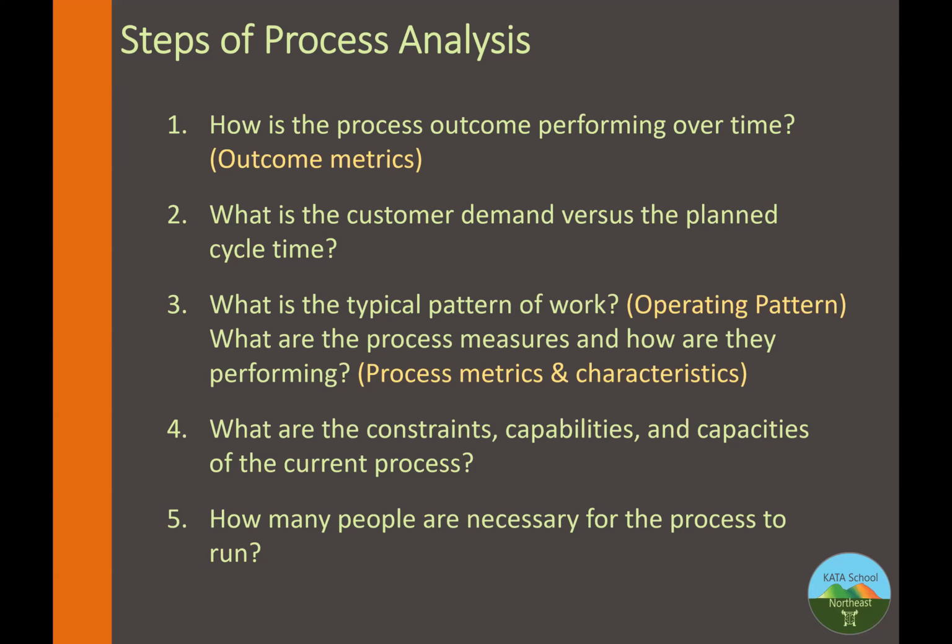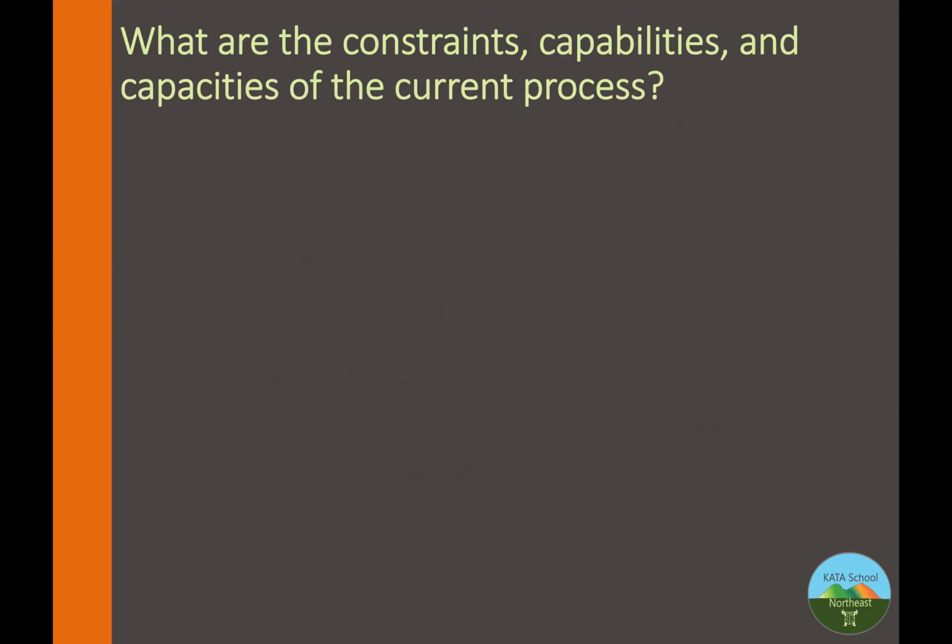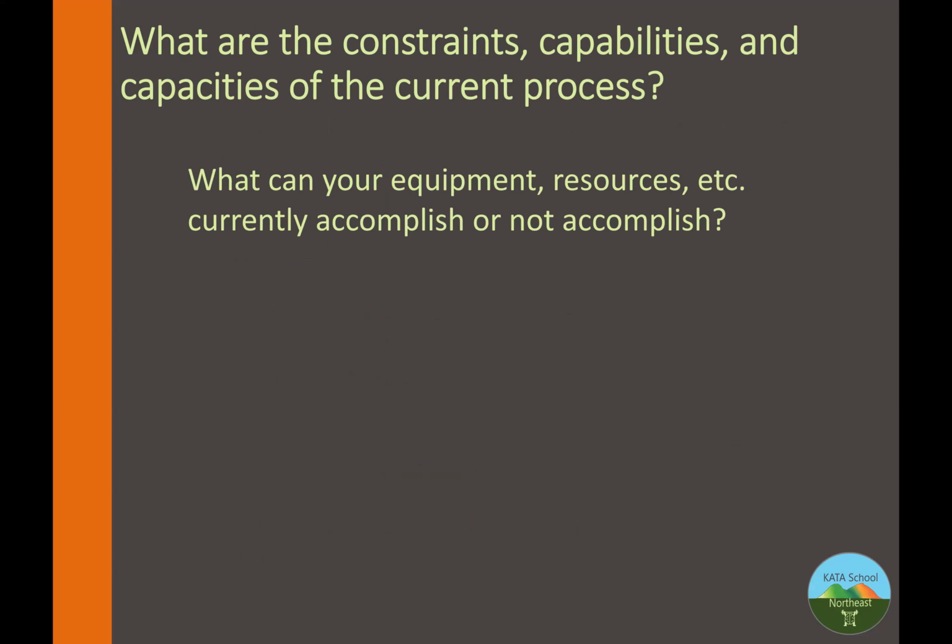This video will be focusing on the last 2 steps of process analysis. What are the constraints, capabilities, and capacities of the current process, and how many people are necessary for the process to run? Zooming in to step 4, what are the constraints, capabilities, and capacities of the current process? We need to answer, what can our equipment, resources, etc. currently accomplish or not accomplish?